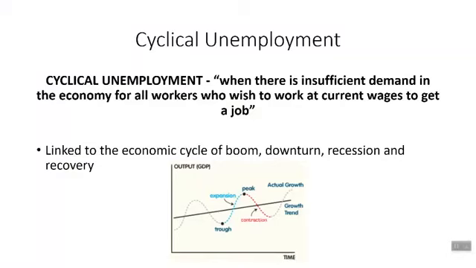Cyclical unemployment occurs when there is insufficient demand in the economy for all workers who wish to work at current wages to get a job. This is very much linked to the economic cycle of boom, downturn, recession, and recovery. During downturns, business activity slows, and as a result, the derived demand for labor is reduced, meaning that some workers are laid off. This period of rising unemployment becomes lengthened and more painful if the economy enters a recession.